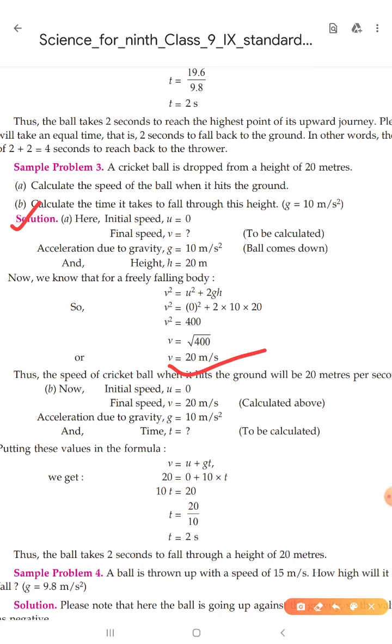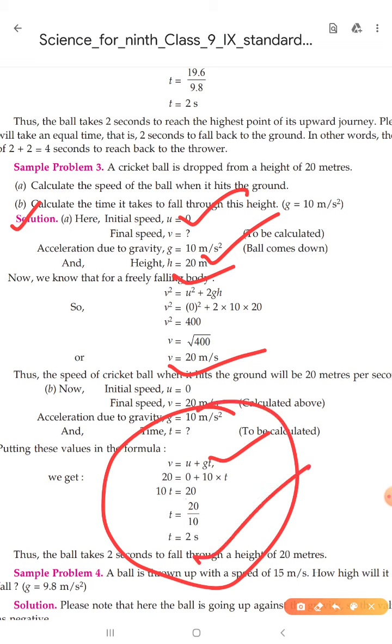We have to find out the time also. Now we have u, we have v also, we have acceleration, and we have distance, or you can say height. So we can apply our first equation of motion, and by putting all these values we will get our answer, which is 2 seconds. So in this case our answer is 2 seconds. Got it? So solve this numerical, dear students. This is a very important question.